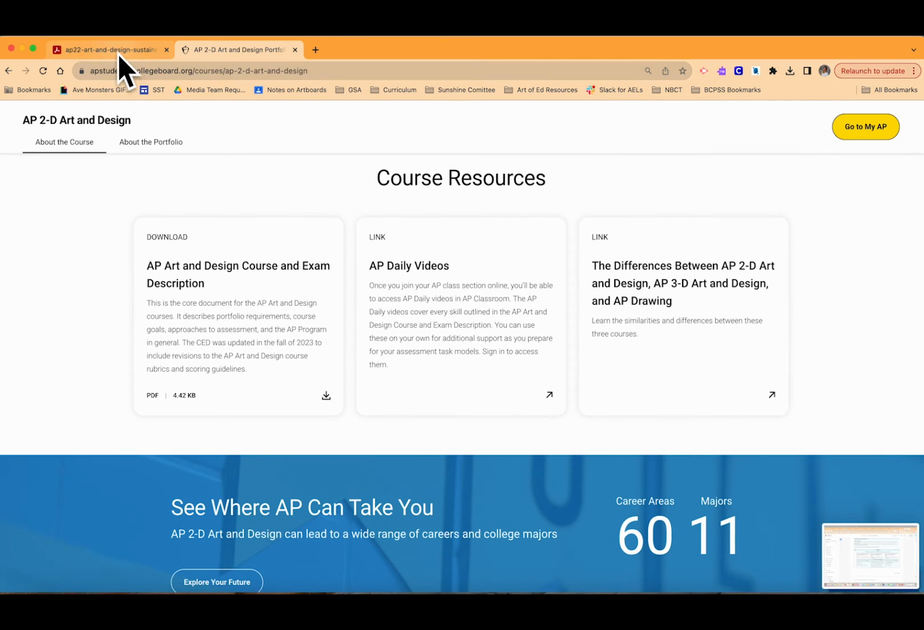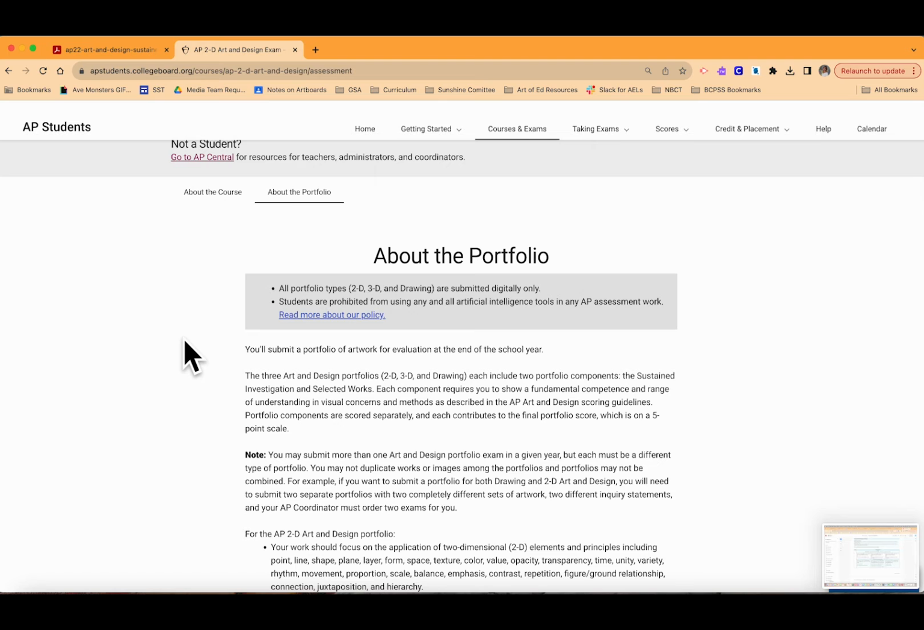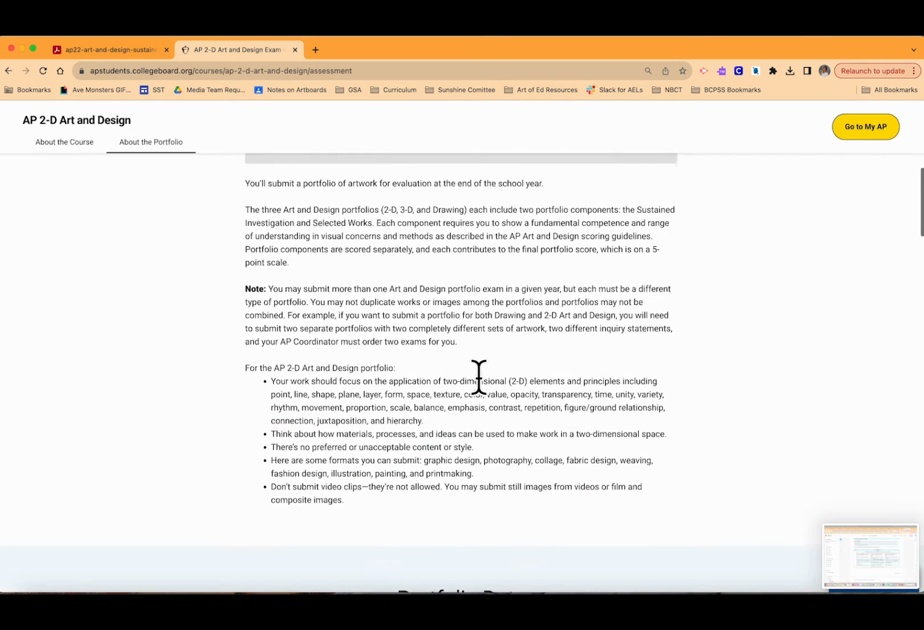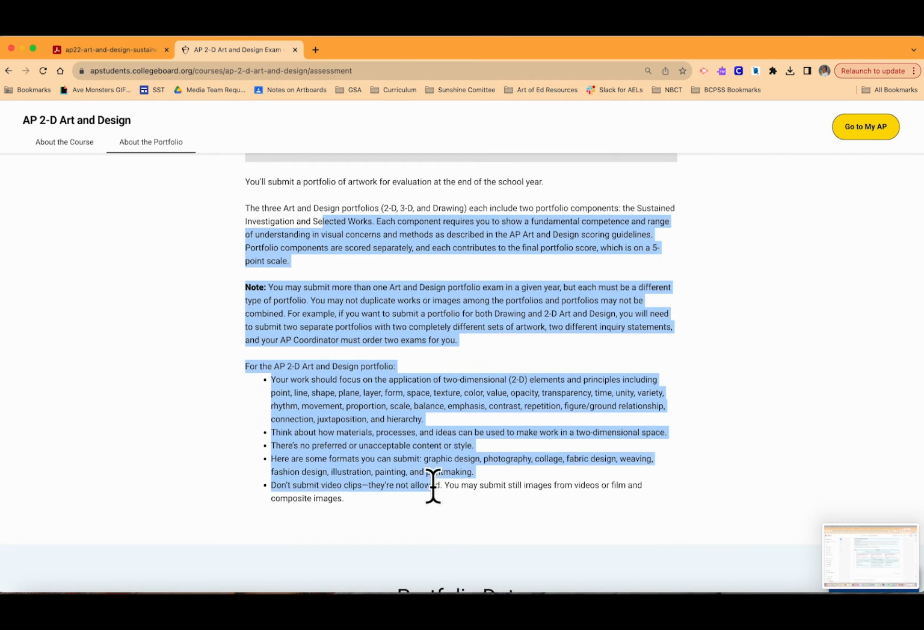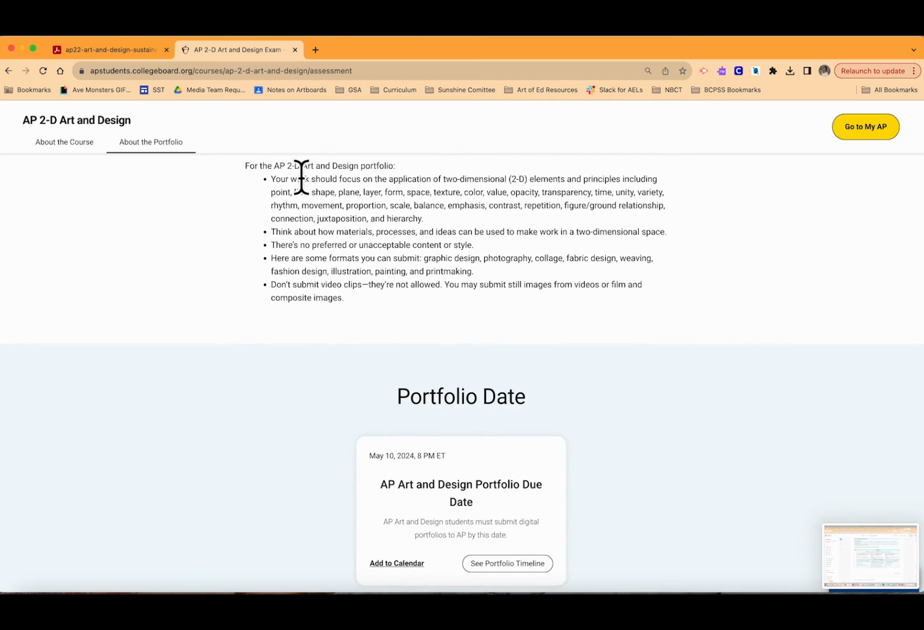I'm going to take a look at how the portfolio is scored in a second. First, I want to go to the About the Portfolio tab because there's a little bit more important information on there. This will tell you a lot more about the actual portfolio itself if you read through, and you can look at what exactly they are looking for from you. This is a great way to make sure that your work is going to fall within what the judges are looking for.